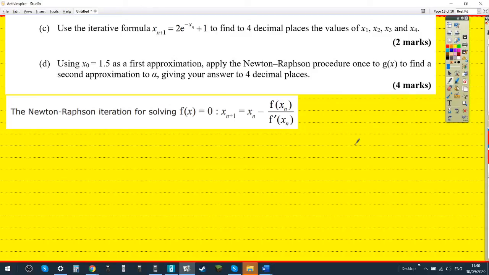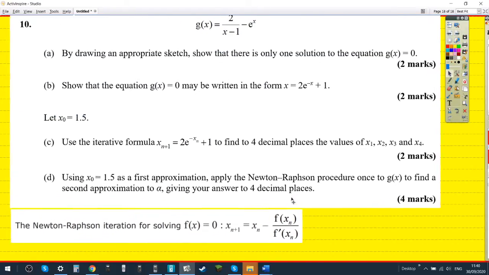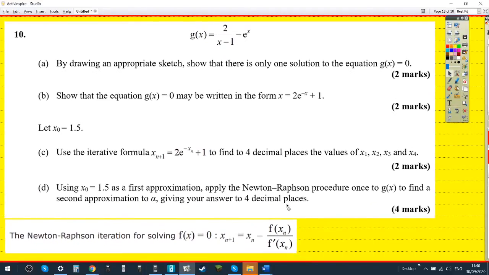x to the n. When this is using 1 point, does that mean I need to use 1.5 here? Yeah. So does that mean that f of x... So am I doing 2e to the minus 1.5 plus 1 as the numerator? Oh no, or am I doing 1.5 minus 2e to the minus 0.5 plus 1, and that's the numerator, and then I need to differentiate that to get the denominator?